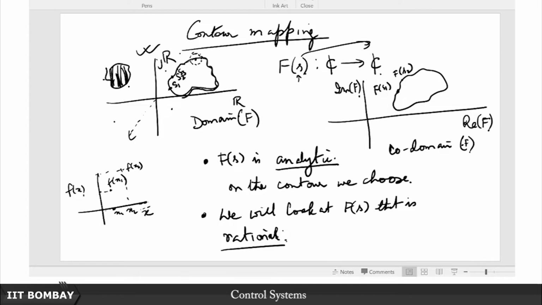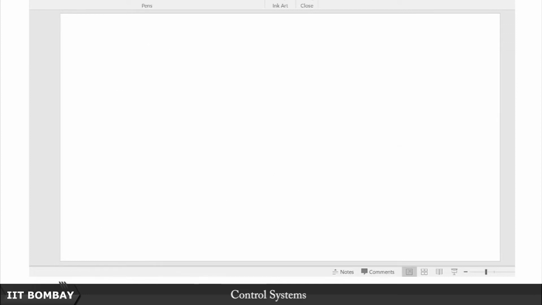So within those analytic functions we will only look at those functions that are rational and analytic on the contour, or at every point on the contour, okay. So we will only restrict ourselves to that. We will not go for any arbitrary sort of functions, let us say just polynomials or exponentials or things like that, we will just look at rational functions. So what is the property of rational functions?